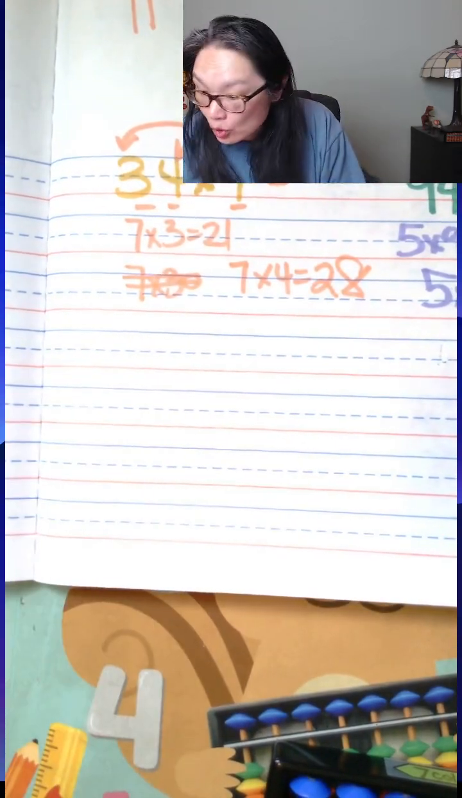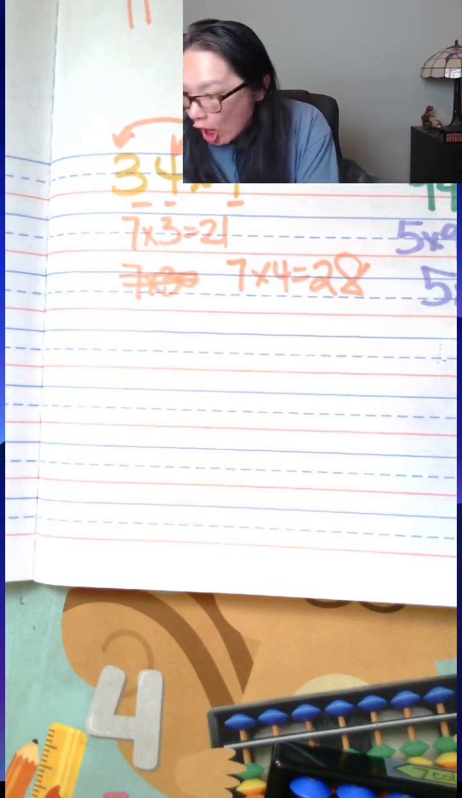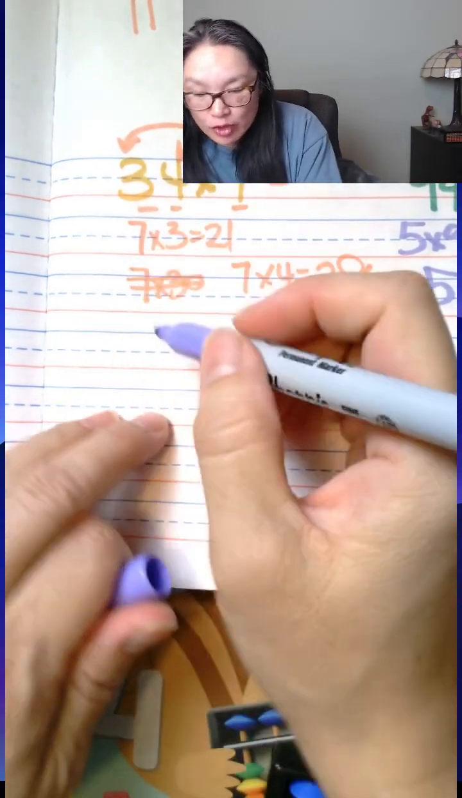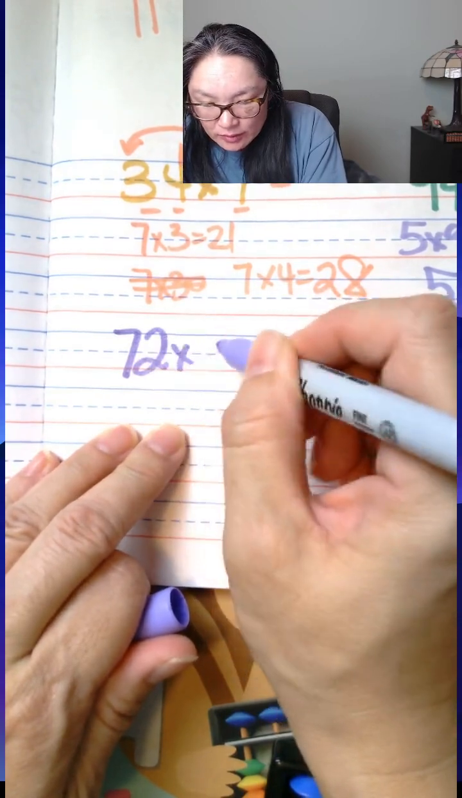Let's do this. Let's do our 9 times table. How do we do the 9 times table? 72 times that by 9.